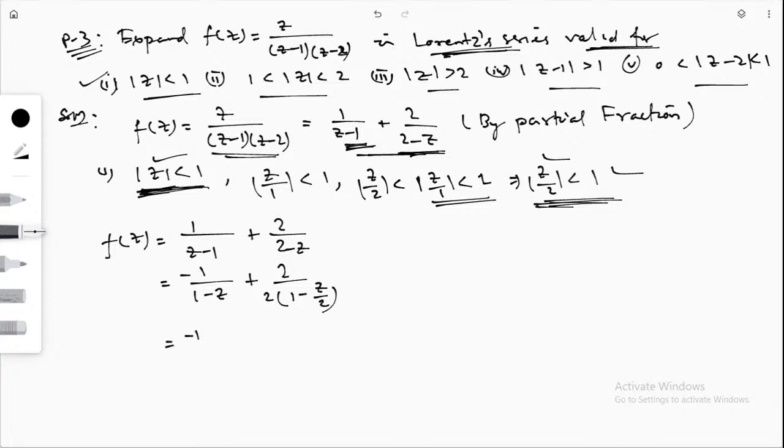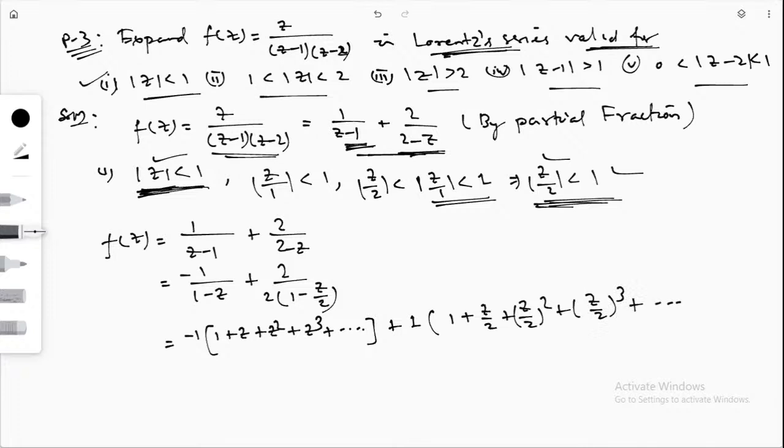So this is minus 1 whole into 1 divided by 1 minus z. Its series expansion is 1 plus z plus z square plus z cube plus dot dot dot. And similarly, this is 2 by 2, which is 1, then 1 divided by 1 minus z by 2. Its series expansion is 1 plus z by 2 plus z by 2 whole square plus z by 2 whole cube, like this. Now if we simplify, the constant here is minus 1 and here it is plus 1, so it will be 0.